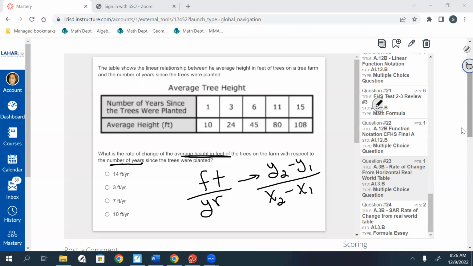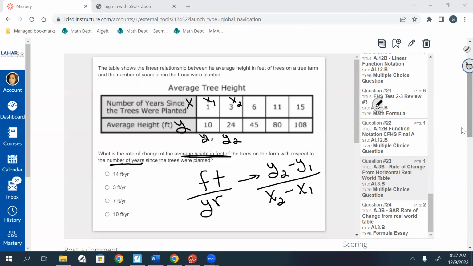So feet is going to be our y. And then the years is going to be the x. Usually time is your x. So years is a measurement of time. So that's our x. So change in y over change in x. You can label your points here. This is y1 because it's the first y. There's y2 because it's the second y. And then I need to use our corresponding x values. So 10 goes with 1. So that 1 is our x1. And 24 goes with 3. So that 3 is our x2.